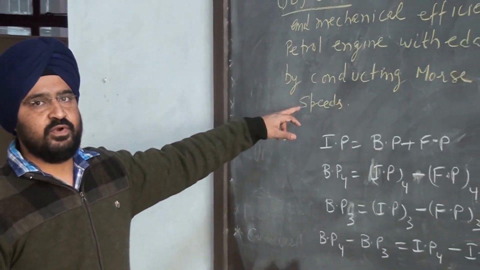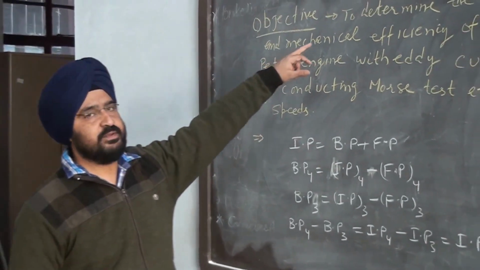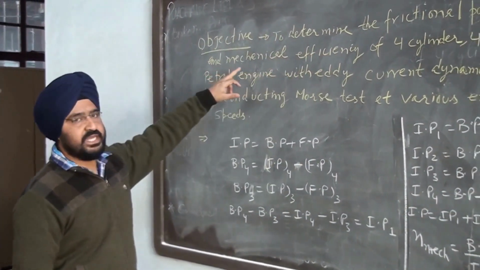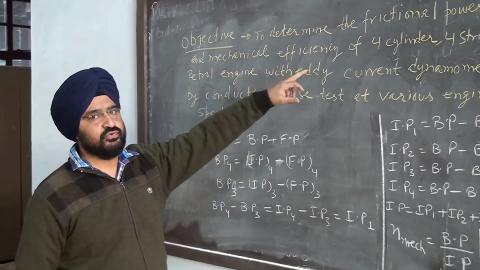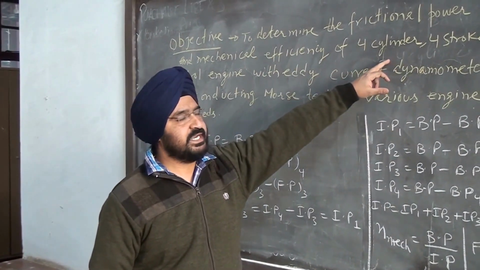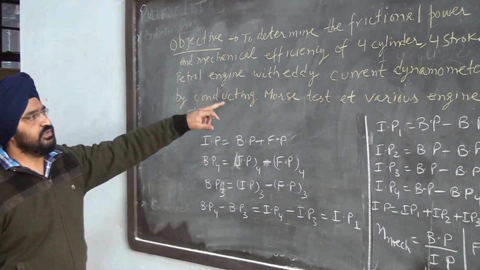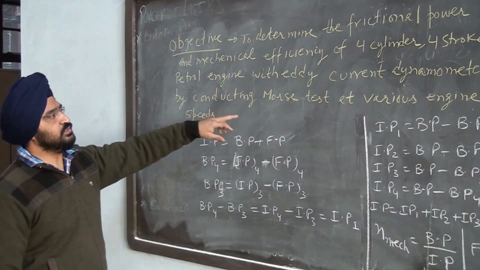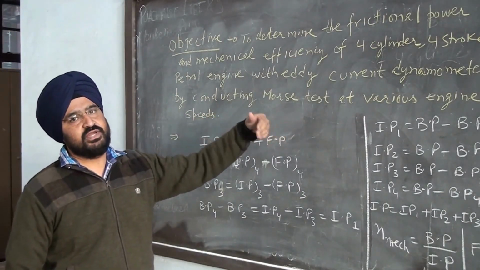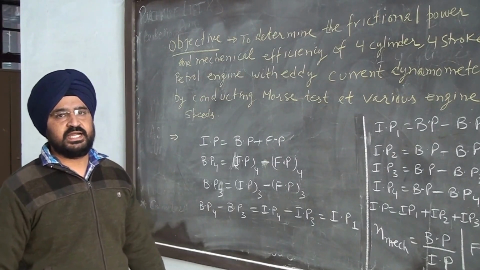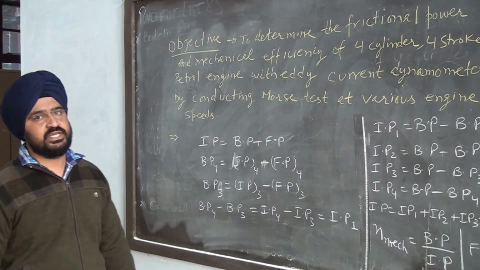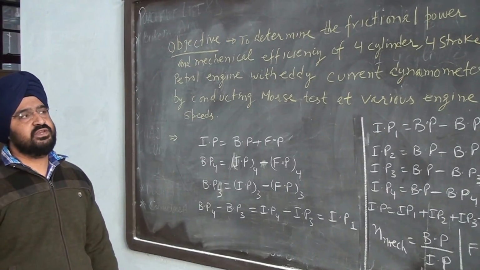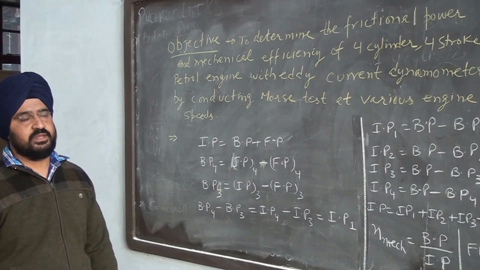So what is the aim of the experiment? The aim of the experiment is to determine the frictional power and mechanical efficiency of a four-stroke, four-cylinder engine with the eddy current dynamometer and by using a Morse test. We will conduct this test at various different speeds. Now first of all, I am going to tell you the brief theory of the whole experiment.